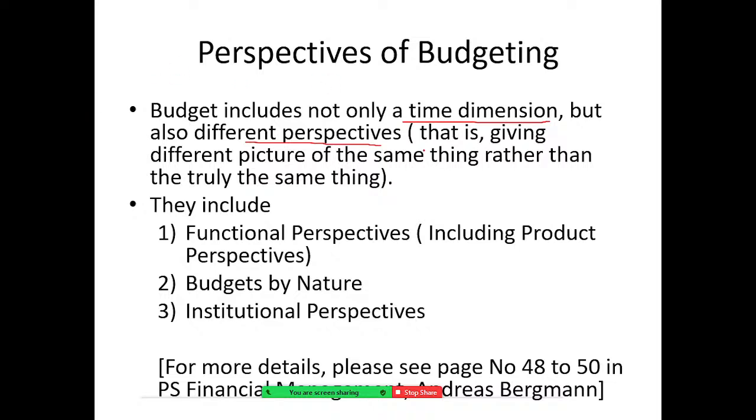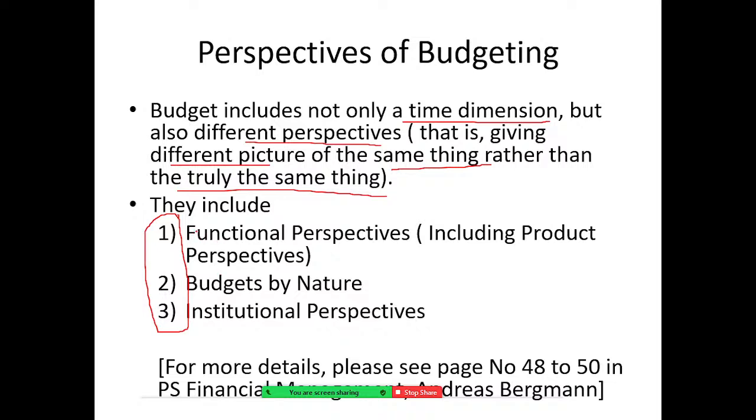So a budget includes not only a time dimension but also different perspectives, giving a different picture of the same thing. When the budget speech is going on in parliament, different media and different audiences give different opinions, because the expression of opinions is based on their view. Here we look at not the politician's perspective, not the businessman's point of view, not the foreign investors' or the media's perspective. So our perspectives are different.